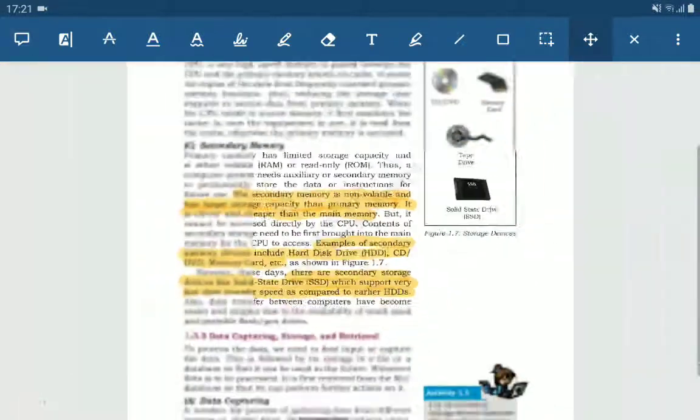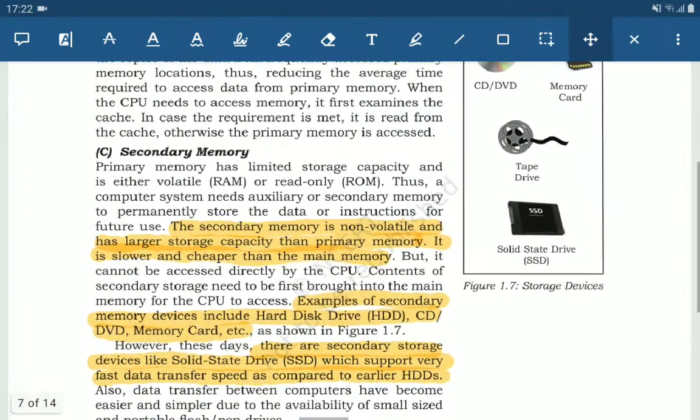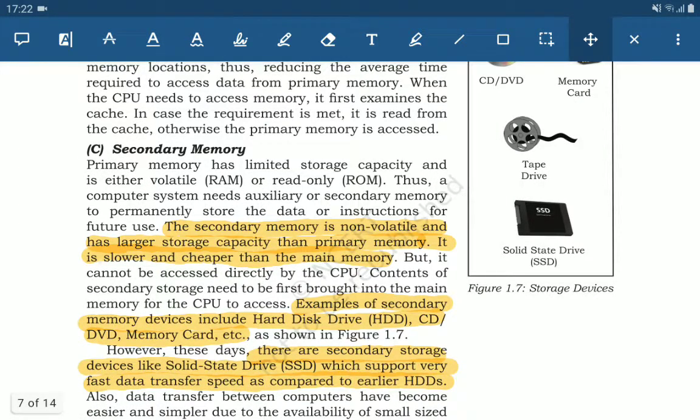Solid state drives. So this is all about the memories. I hope that it is clear to all.